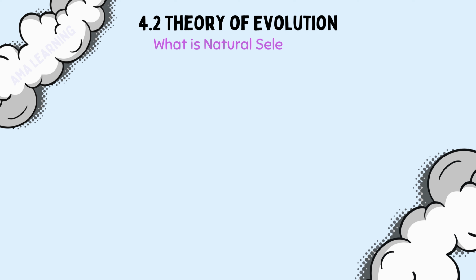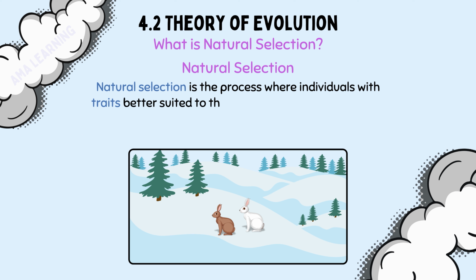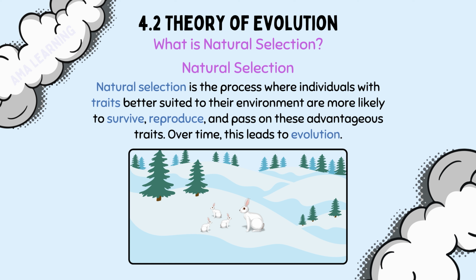What is natural selection? Natural selection is the process where individuals with traits better suited to their environment are more likely to survive, reproduce, and pass on these advantageous traits. Over time, this leads to evolution.